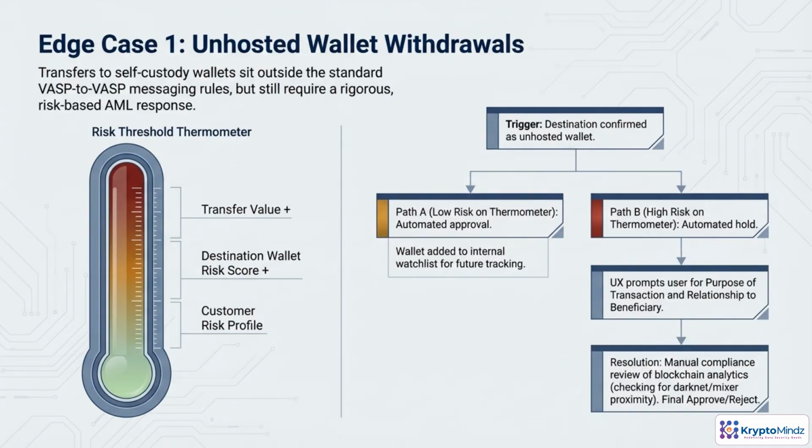Unhosted wallet withdrawals are where the travel rule and AML really intersect. You can picture NovaX using a risk thermometer for every self-custody withdrawal. At the bottom, low value, a clean wallet history, and a low-risk customer. Those can be auto-approved, maybe with the wallet quietly added to a watch list. As the thermometer rises, the workflow changes. The system holds the transfer, asks the user why they're sending funds and to whom, then routes it to compliance for blockchain analytics review and a final approve or reject decision.